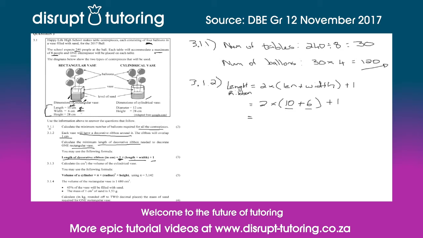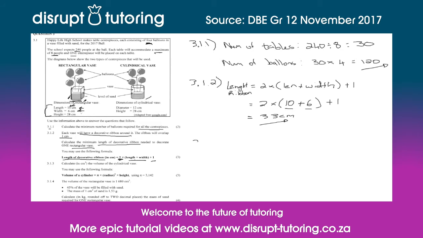We know that 10 plus 6 is 16, times 2 is 32, plus 1 is 33. You can put that in your calculator and you get the answer of 33. And remember, you need to keep this in centimeters. Just put your units, it's always good practice.